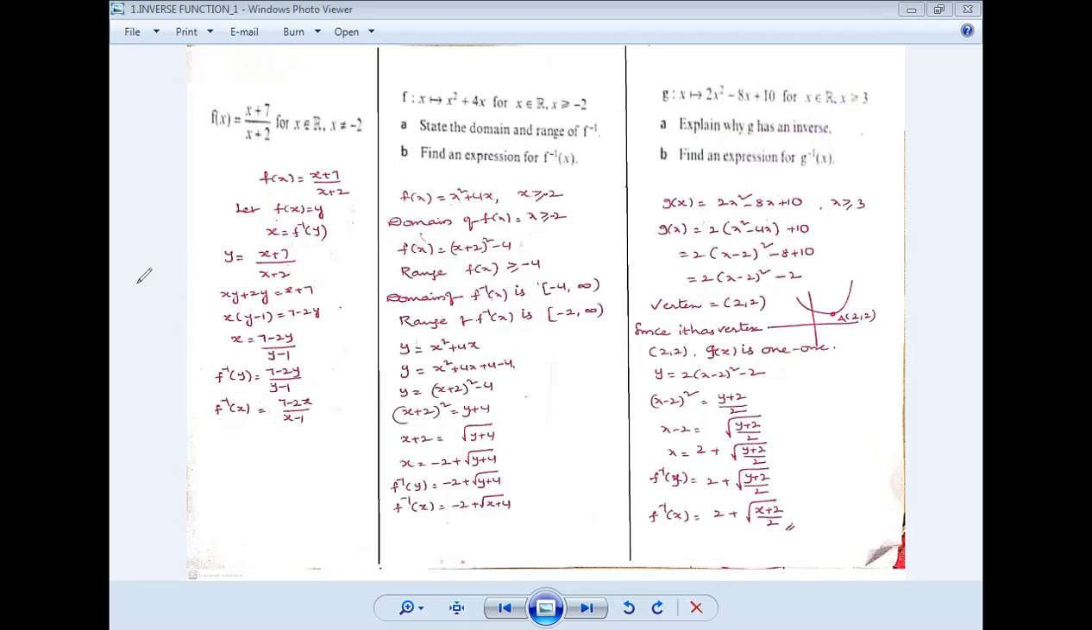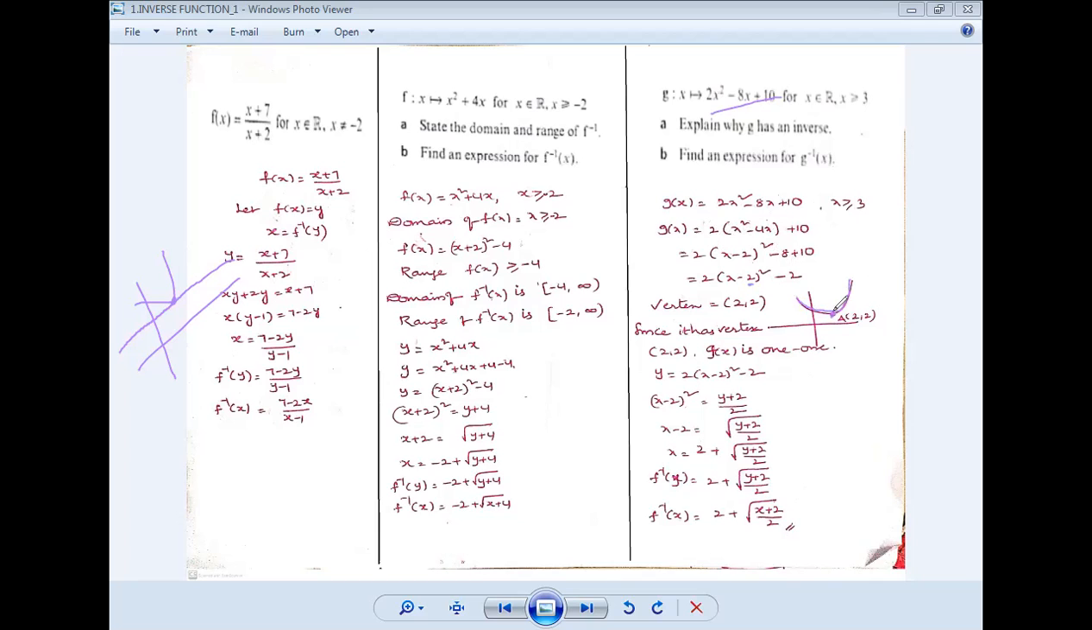Already I told you, f inverse exists when you draw a line parallel to the y-axis, it should touch the curve at one point only. At the vertex, it is touching at one point only. At this point, we will get the inverse. So when you draw this diagram, this is a parabola. First, if you convert it into a into (x minus h) whole square plus b, the vertex will be 2, 2. The curve will be like this.